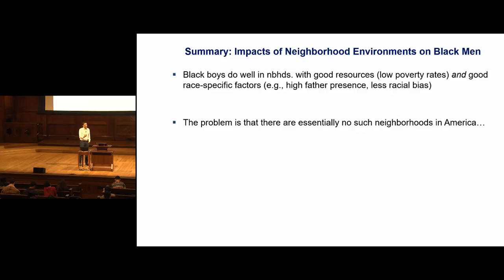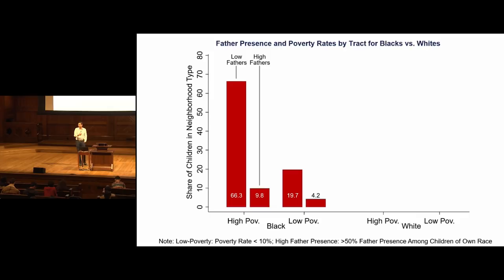So you might then ask, okay, but then how does that explain why we have racial gaps almost entirely across America, 99% of census tracts? Why is that the case? The problem basically is that it seems like environment matters, but there are essentially no neighborhoods in America that provide good environmental conditions for Black men to thrive.